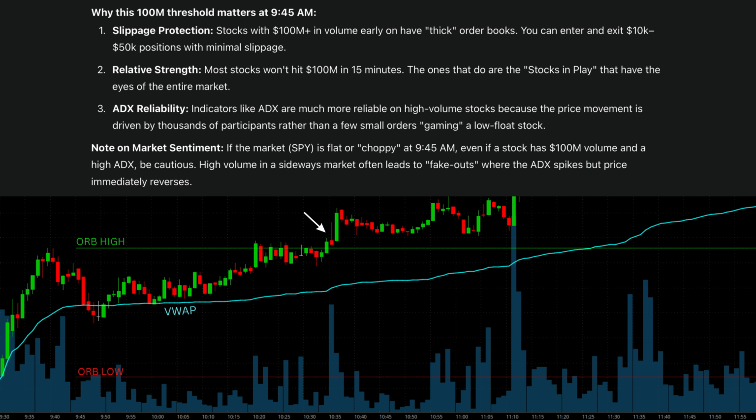3. ADX reliability. Indicators like ADX are much more reliable on high-volume stocks because the price movement is driven by thousands of participants rather than a few small orders gaming a low-float stock. Note on market sentiment. If the market's SPY is flat or choppy at 9:45 a.m., even if a stock has $100 million volume and a high ADX, be cautious. High volume in a sideways market often leads to fakeouts, where the ADX spikes but price immediately reverses.